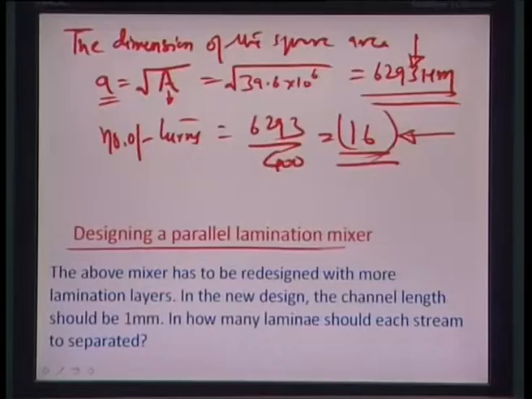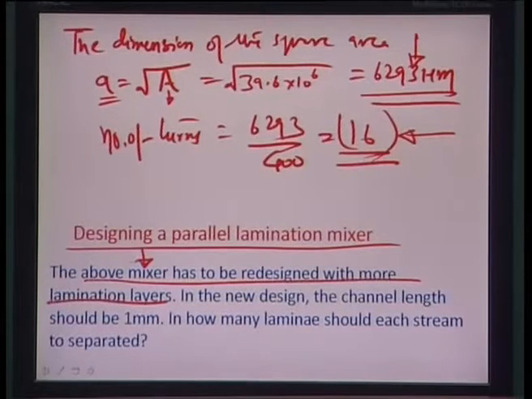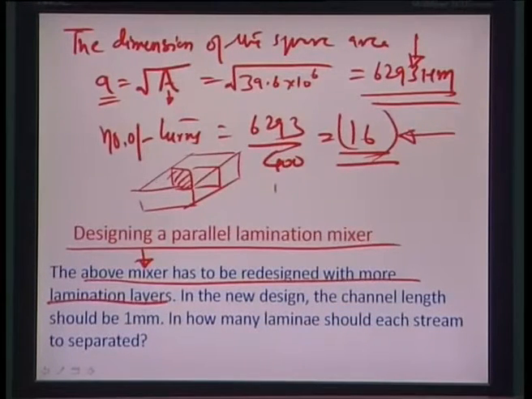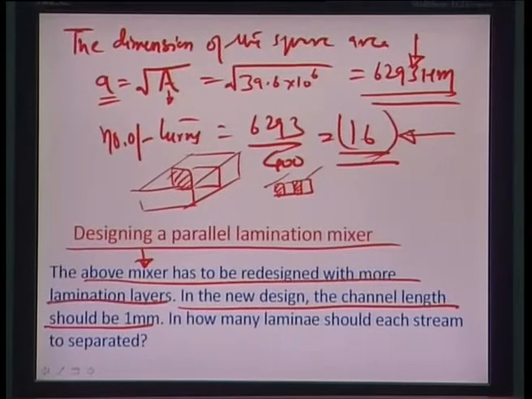Let's do another numerical example here. We want to design now a parallel lamination mixer, and let's say the above mixer has to be redesigned with more lamination layers. So instead of just a green dye and a white dye mixing in one particular channel as a part of the Y, you now want to laminate it into several different cross sections. In the new design, the channel length has been constrained to be 1 millimeter, as given in the question. So how many laminates would be needed for doing the same thing as this two laminate set was doing in a 198 millimeter long channel? Essentially this is what the question is.